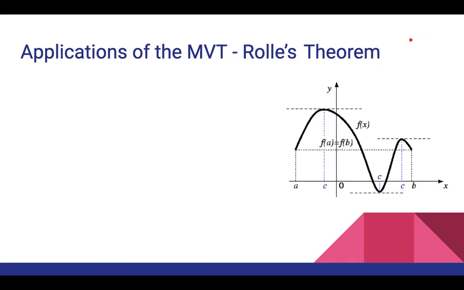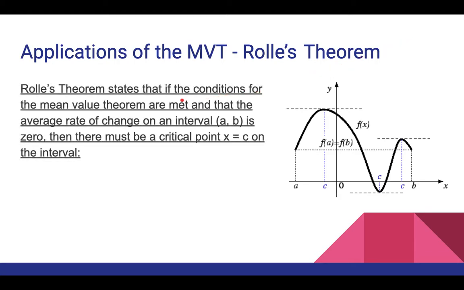So, applications of the mean value theorem. The first one is a special case known as Rolle's theorem. Rolle's theorem states that if the conditions for the mean value theorem are met and the average rate of change on the interval a to b is 0, then there must be a critical point x equals c on the interval. The idea is that if our average rate of change is equal to 0, then there has to be a point where our derivative is equal to 0 on the interval as well, as we can see from this diagram. Our secant line has a slope of 0 here, which guarantees, since our function is continuous and differentiable over this interval, that there have to be points where the slope of the tangent line is 0, satisfying the condition for a critical point.